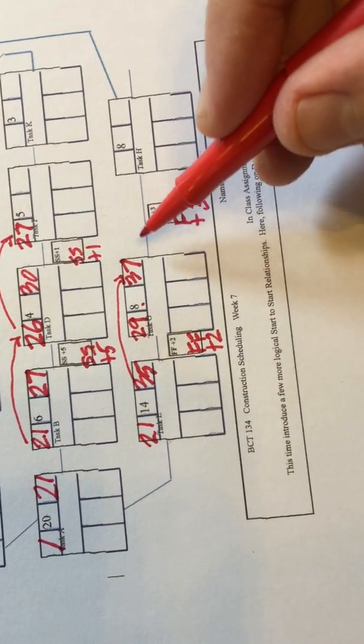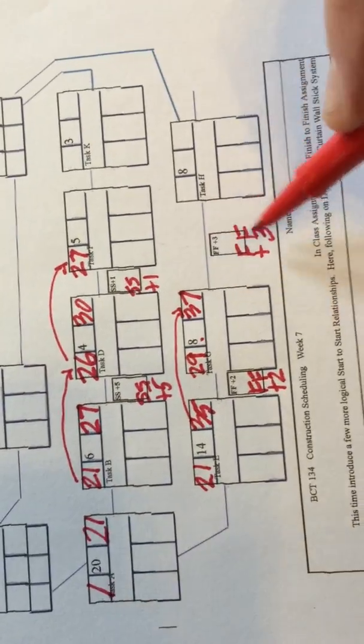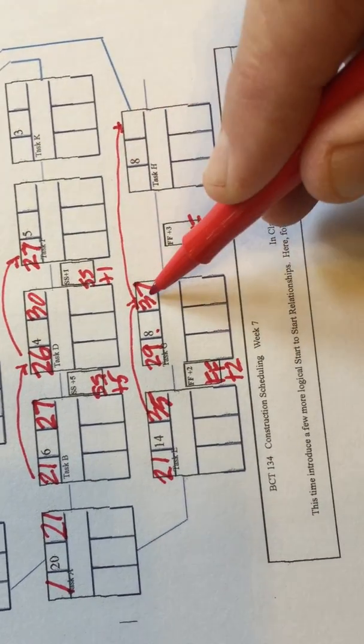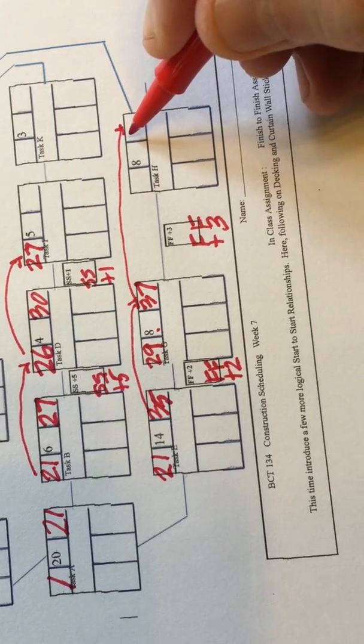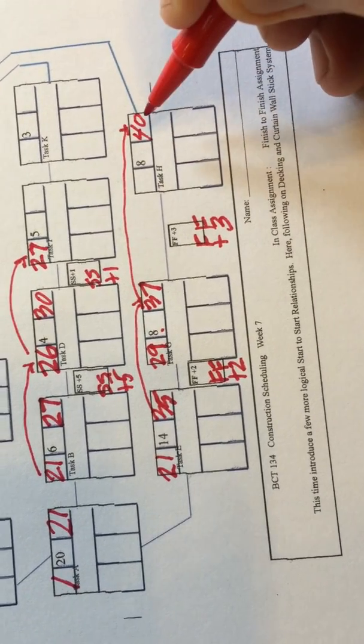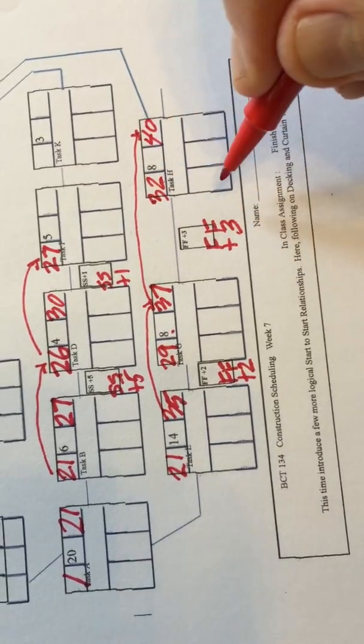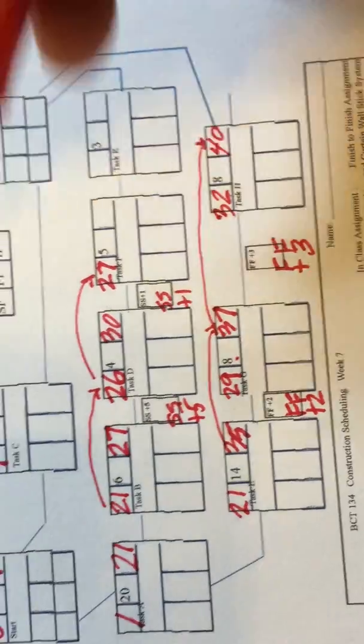Then I'm going to do the same thing here for a finish to finish of plus 3. I'll take the finish of 37, add 3 means that this one will finish on 40. I'll subtract 8 to get a start date of 32. Okay? Then I can finish out this diagram.